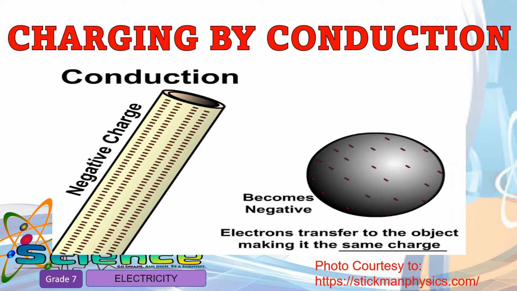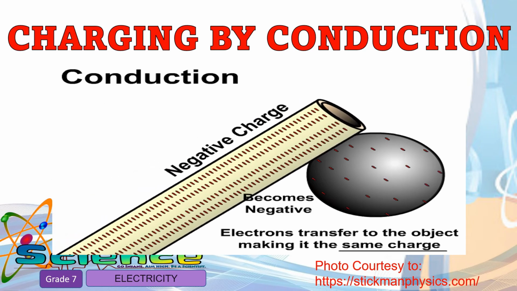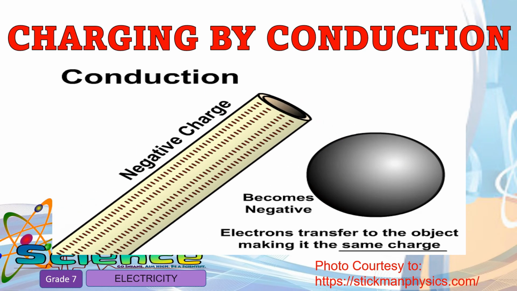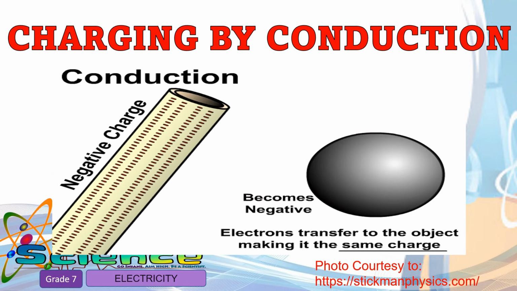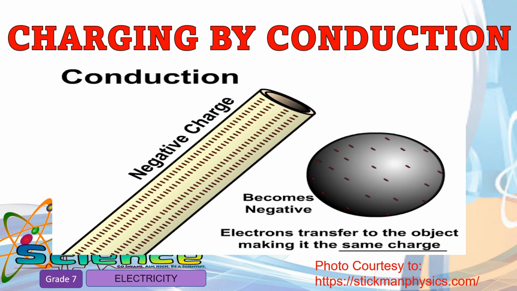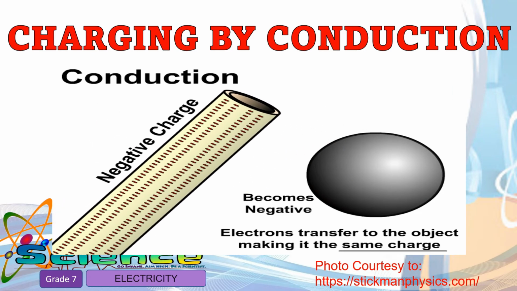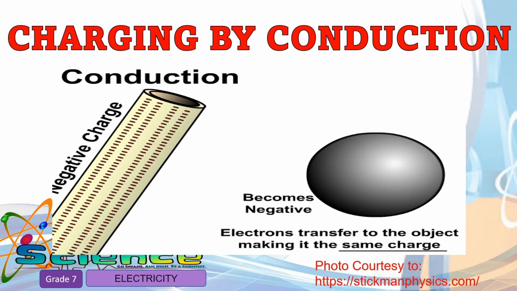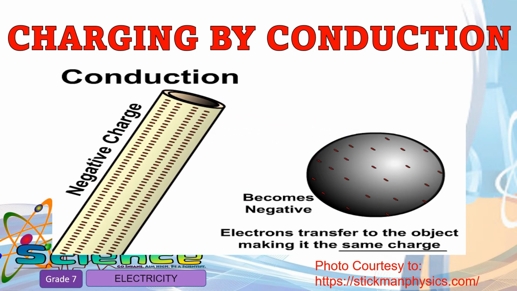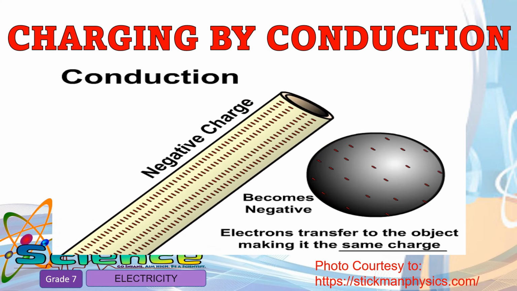Take a look at this example. We have here a negatively charged rod and a metal sphere that is neutrally charged. What happens to the charge of the metal sphere after the rod was contacted to it? You are right. The metal sphere becomes negatively charged. During conduction, the same charge is created in the neutral object.